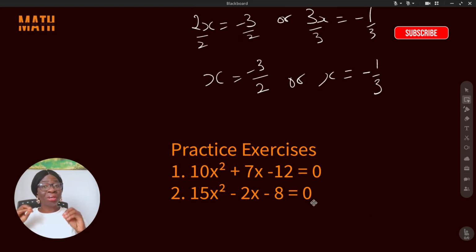Now, every warrior needs practice before the real battle. So, here are 2 exercises. Grab your notebook and swing your sword.